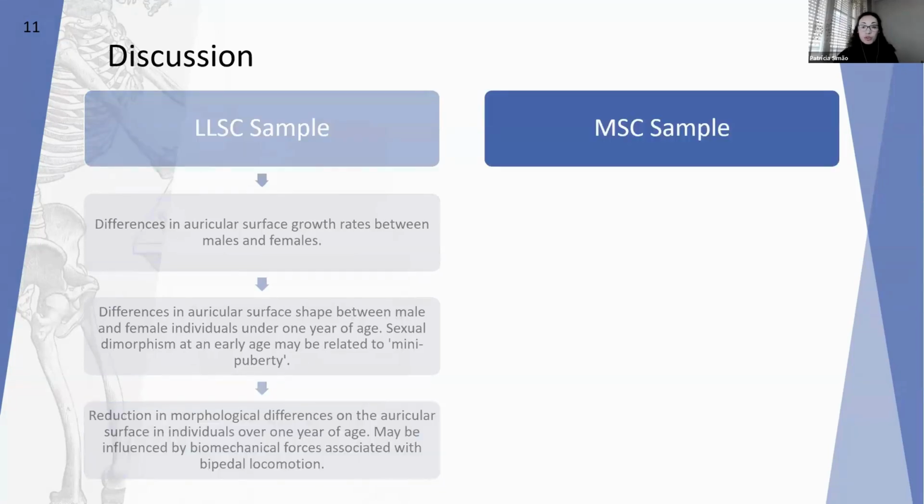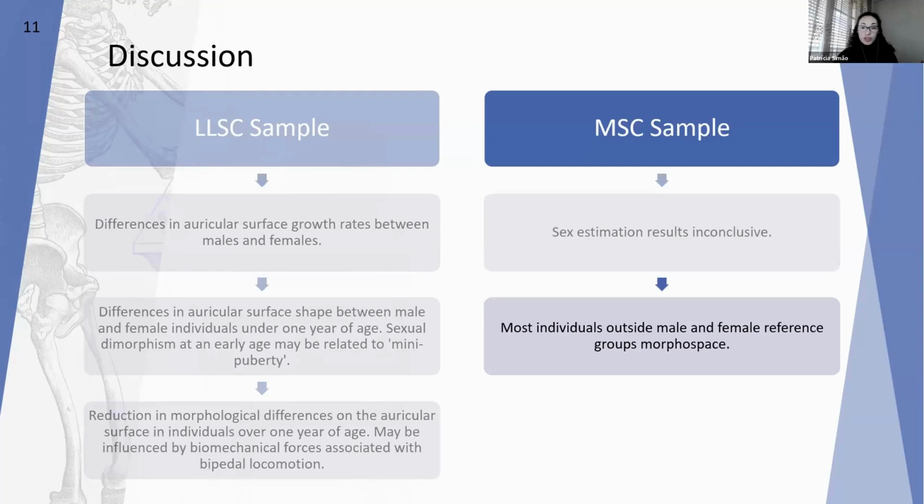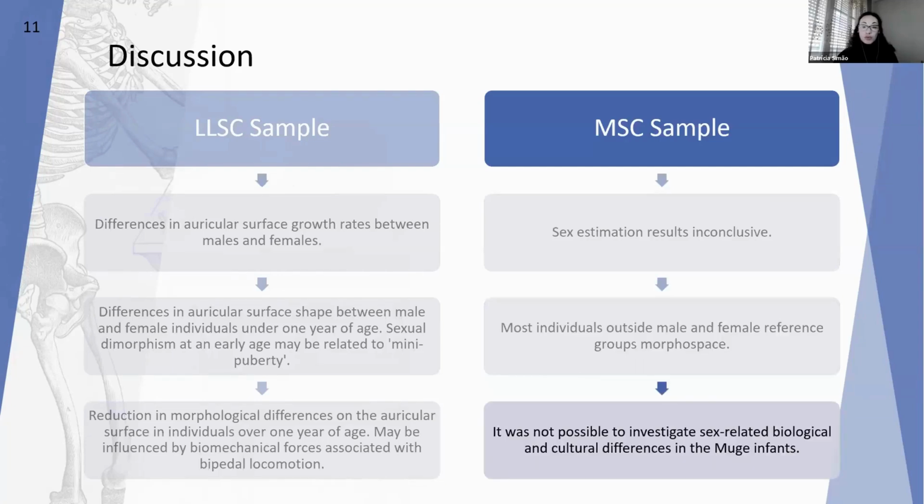In the Muge sample, reliable sex estimation was not possible, as most individuals fell outside the morphospace of male and female reference groups, hindering the exploration of sex-related biological and cultural variations among Muge infants.